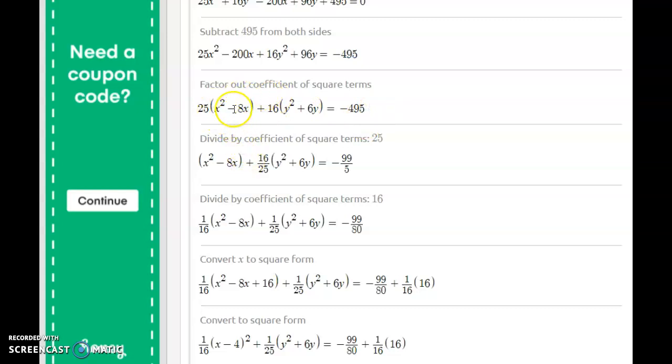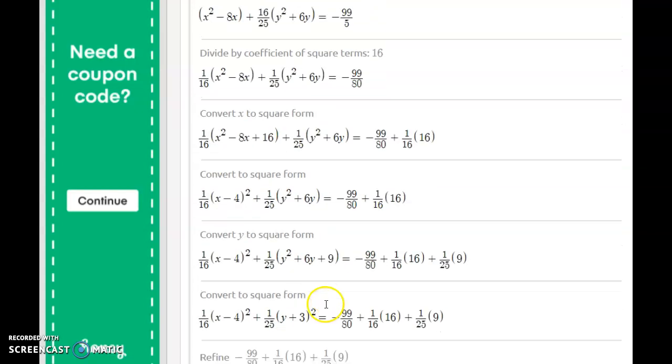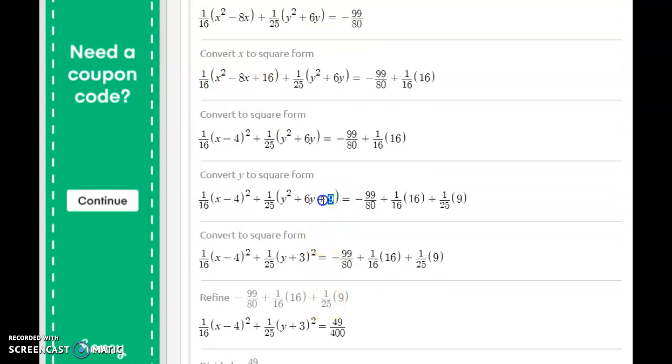So here we're going to look at negative 8 divided by 2 is negative 4. Square that, which is 16. A few steps down, you see the 16 right there. Then here we're going to have 6 divided by 2 is 3. Square the 3, so plus 9. And we see the 9 way down here. There it is finally.